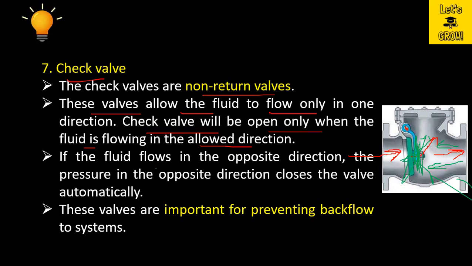If the fluid flows in the opposite direction, the pressure in the opposite direction closes the valve automatically, because it is hinged. It can allow the flow of fluid only in this particular direction. When the fluid opens this obstruction or valve, the flow passes through, and in reverse it closes the valve. These valves are important for preventing backflow in the system. If in the system we don't want backflow, this type of check valve is provided.